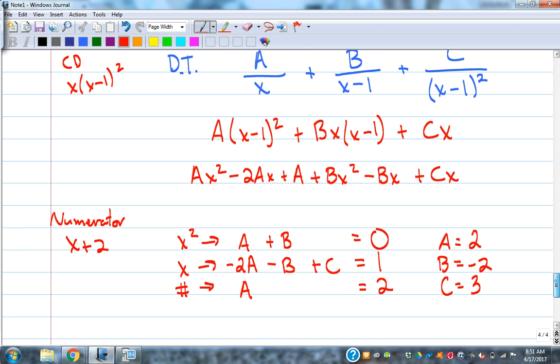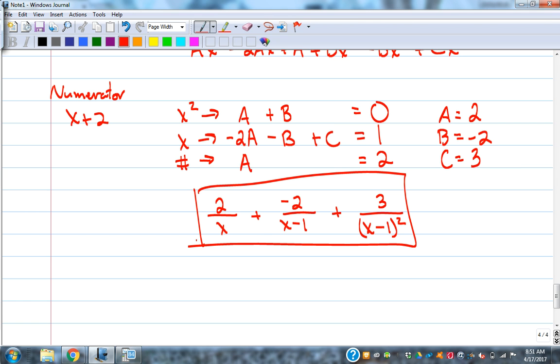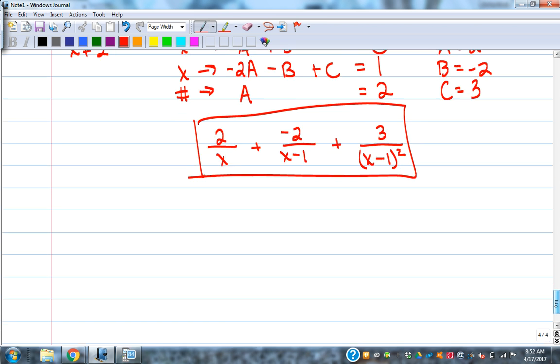So we go back to our decomposition template, and we just replace the A, B, and the C. So 2 over X is negative 2 over X minus 1 plus 3 over X minus 1 squared. And there's our decomposed fraction. Replace what the letters equal. At the end, that's all you should have to do. All right, let's do another one.